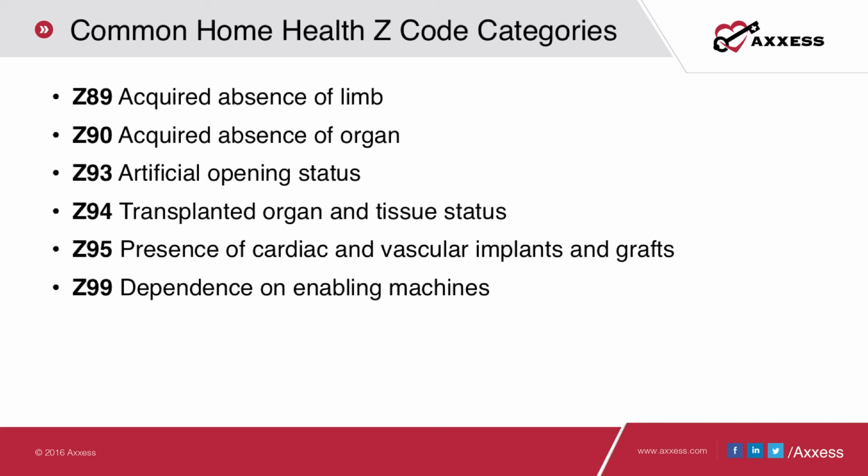Z90 is acquired absence of organ. Z93 is artificial opening status. Z94, transplanted organ and tissue status. Z95 is the presence of cardiac and vascular implants and grafts. And then Z99 is your dependence on enabling machines, such as oxygen.